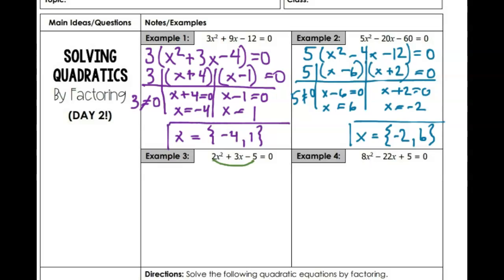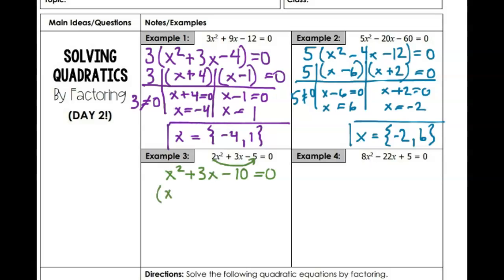Now in example 3, there is not a common factor. 2, 3, and 5 do not have any common factors, and so one way that we can find the factors of this is to just take the first coefficient and multiply it by the last coefficient. And if you do that, go ahead and multiply it out, and notice that we're just going to make the last term the product of the first term. So we sort of move that 2 to the end and set it equal to 0.